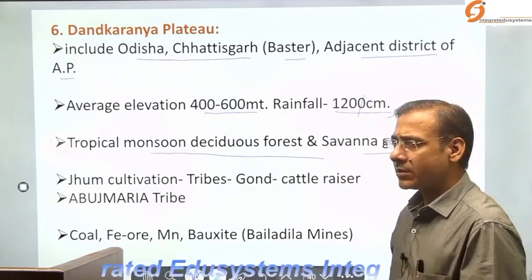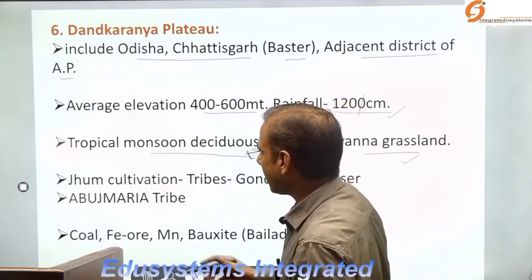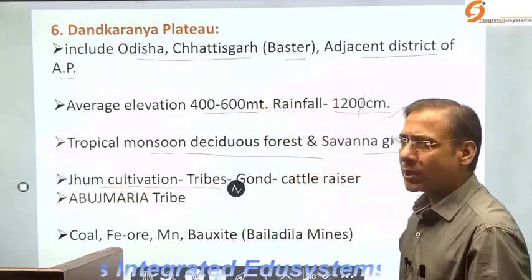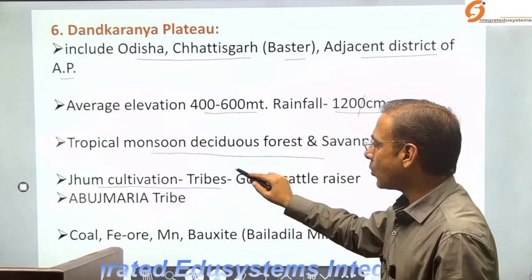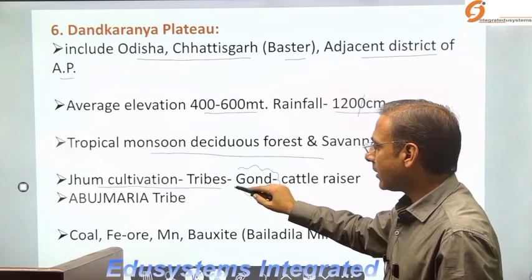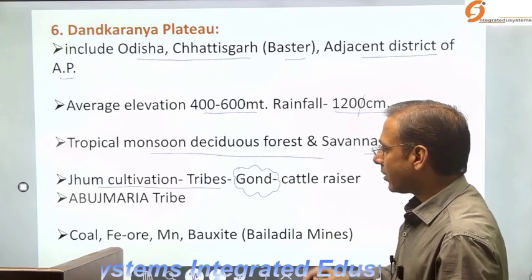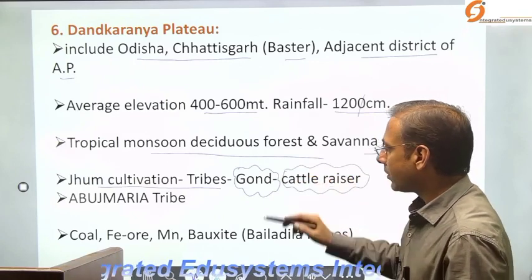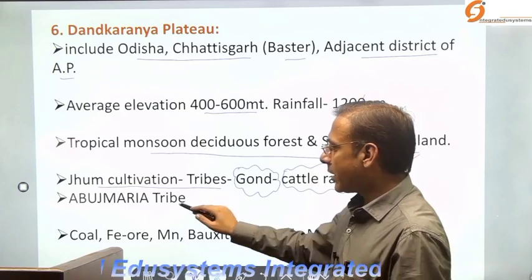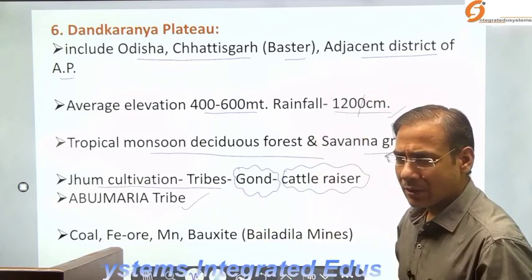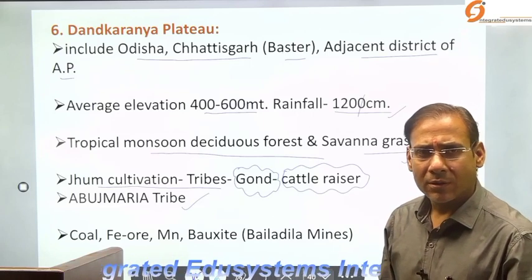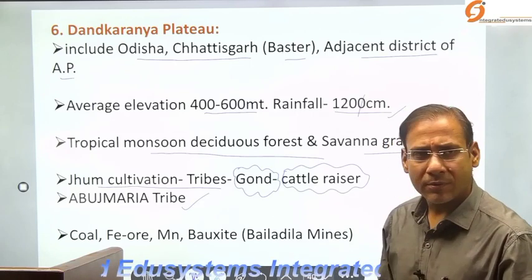Savanna grassland जानते हो tall grasses होती हैं. In this region some tribes practice झूम cultivation, especially the Gond tribes. अभी देखेंगे कि Gond tribes और ये cattle raisers भी हैं. Okay. Now Abuz Maria tribe is also there. So this region is a tribal belt. Okay. So you find that tribe.